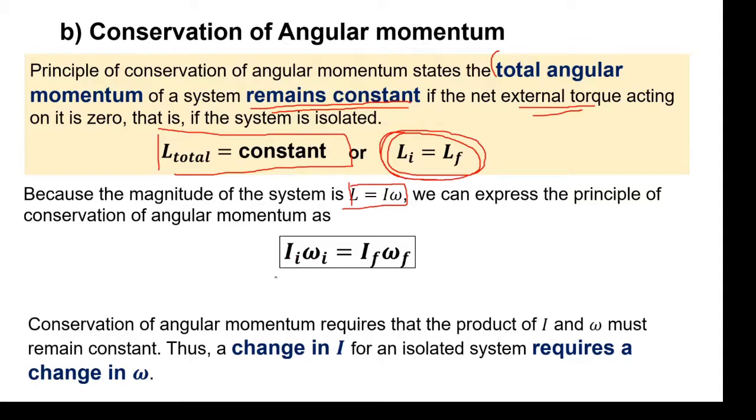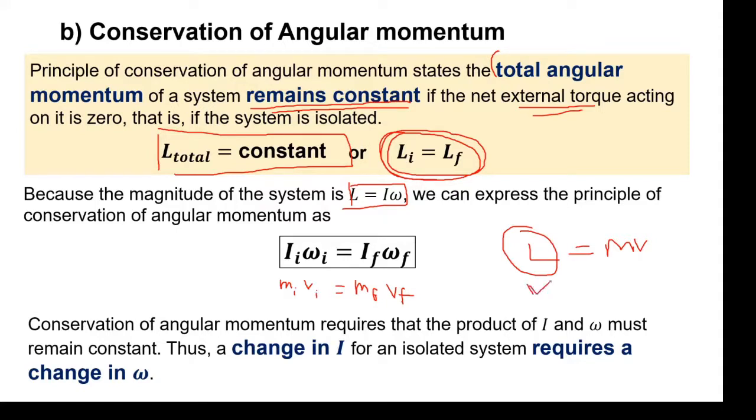So I'm sure you remember this as m initial v initial equals m final v final. The conservation of angular momentum requires the product of I and omega must remain constant. So what does it mean? We know that L equals mv, right? To follow the conservation of angular momentum, L must remain constant.